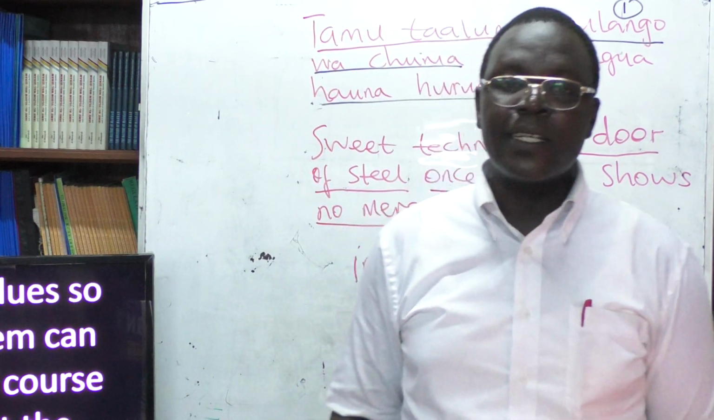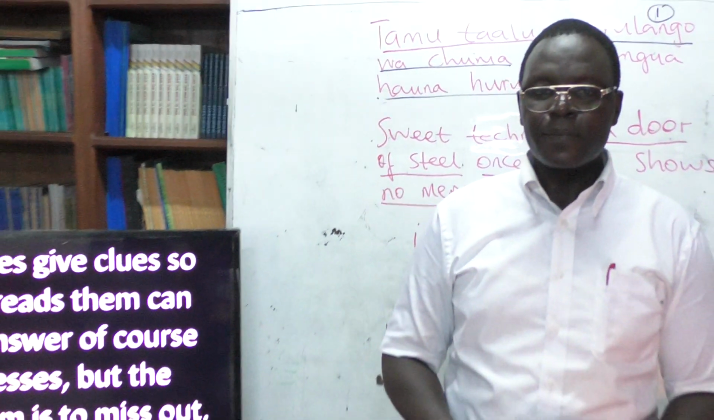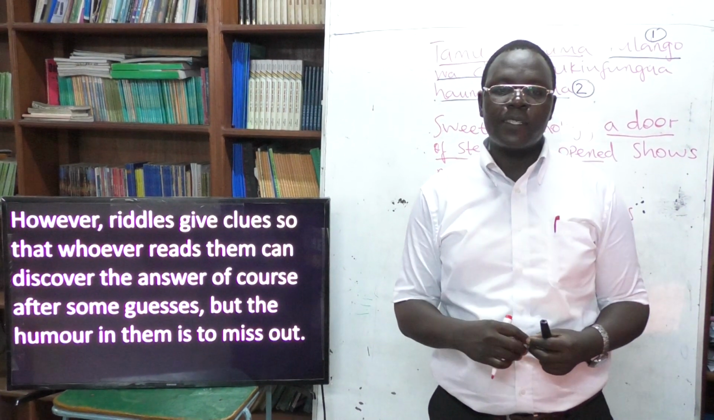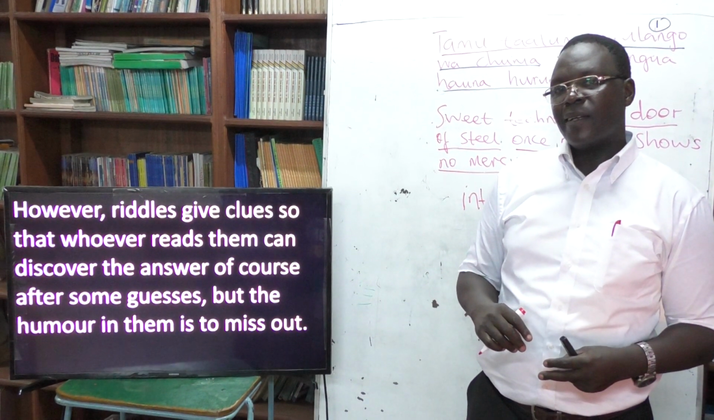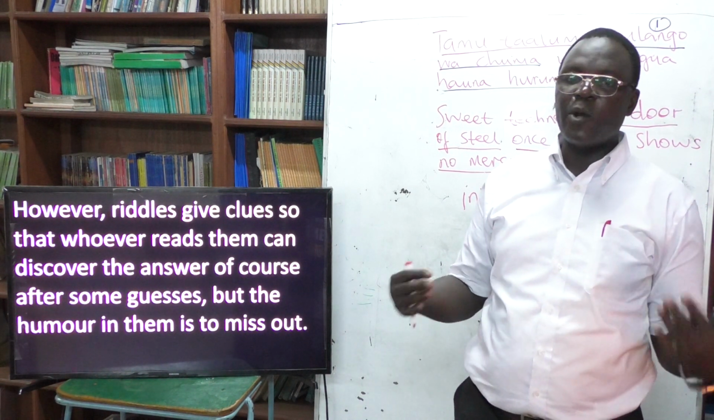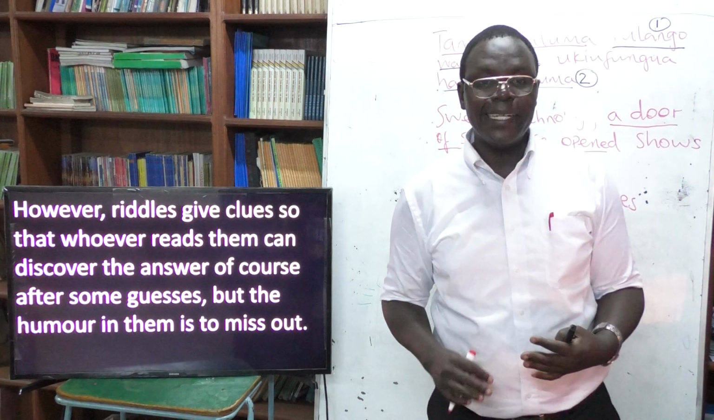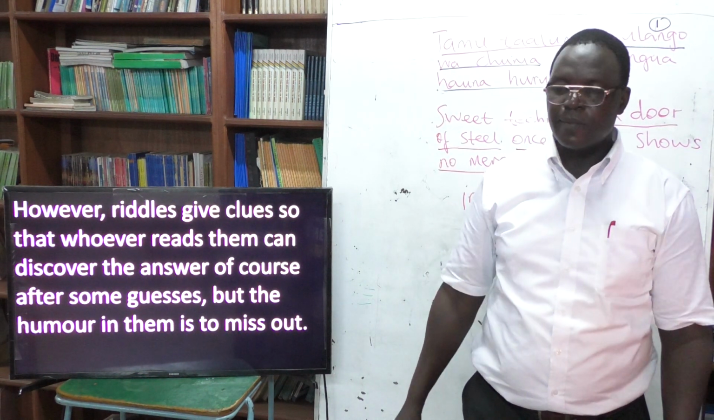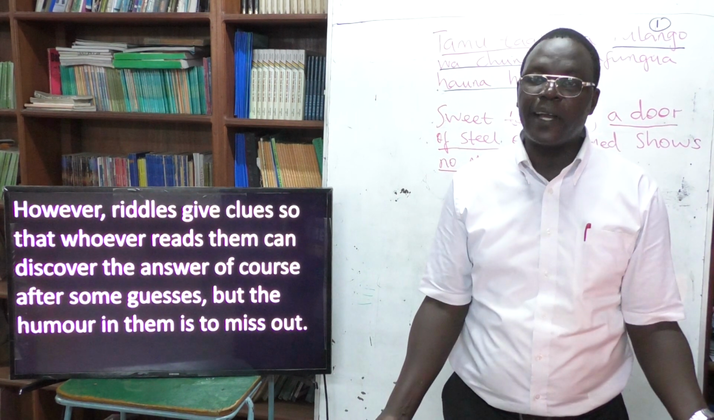Therefore, it is important to know that the clues are very important. It is the clues that lead to the intelligent guesses. Those who read can discover the answer, of course, after some guesses, but the humor in them is to miss out. What is the underlying humor? Because predominantly, we know that riddles were set to entertain. How do you entertain when there is no humor? The humor in the riddle is to miss. If you get the answer straight, there is no humor. There is no comic effect.